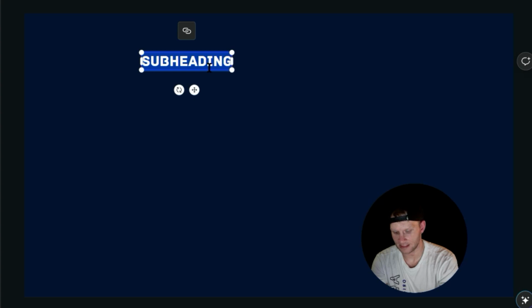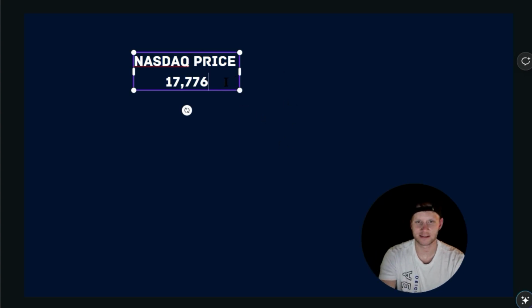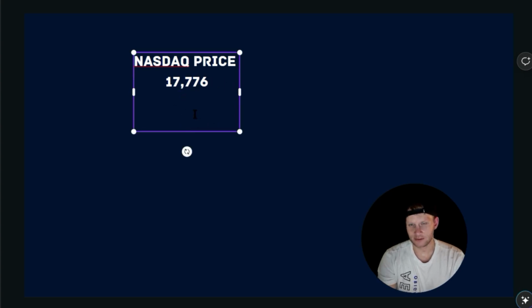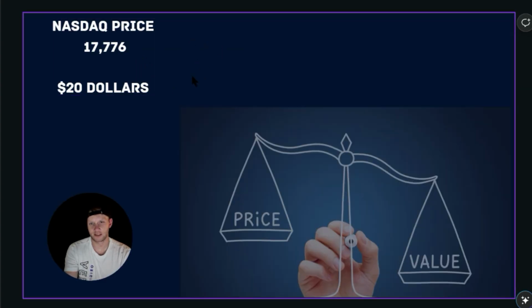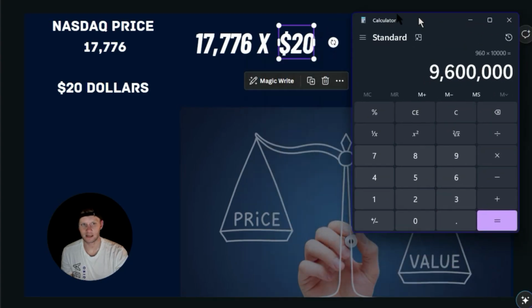The current price of the NASDAQ is 17,776. Weird price, right? Okay, so to find out how much that contract is worth, we got to consider how much it is per dollar movement. How much does that cost per dollar movement? And we know that that is $20. So if we know that it's $20 per dollar movement, then we're just going to do a little bit of basic math here. We're going to go 17,776 times $20. Pull up the calculator here.